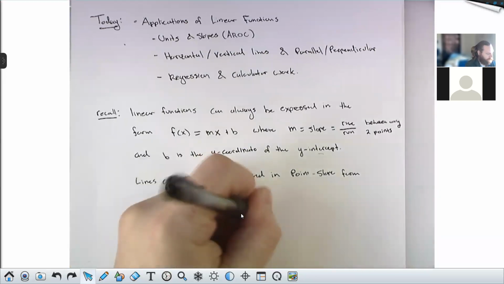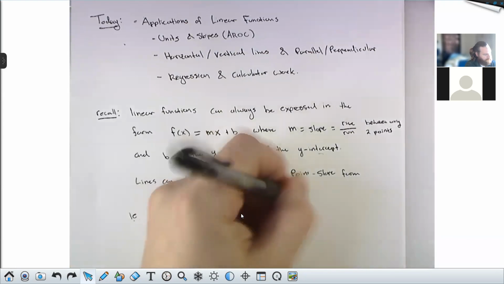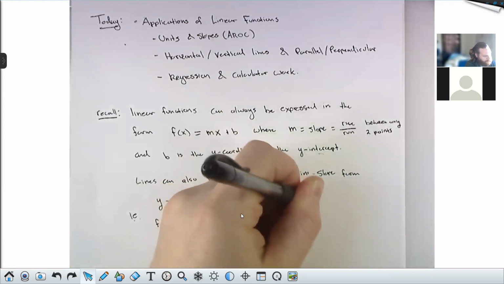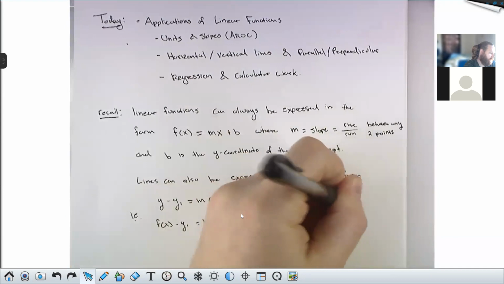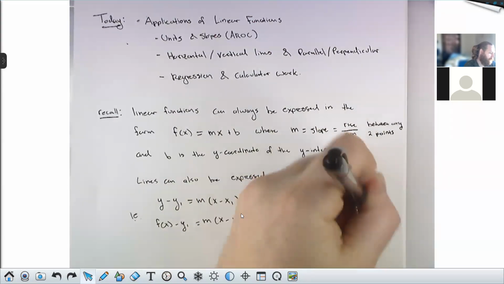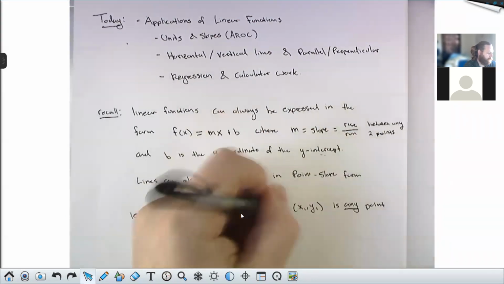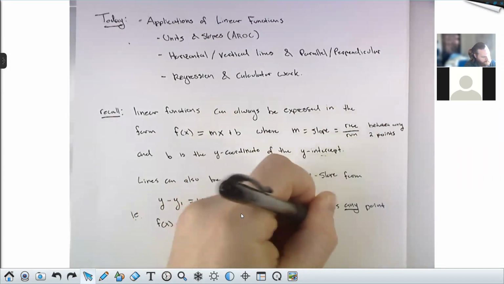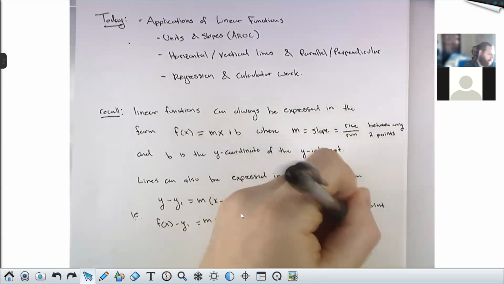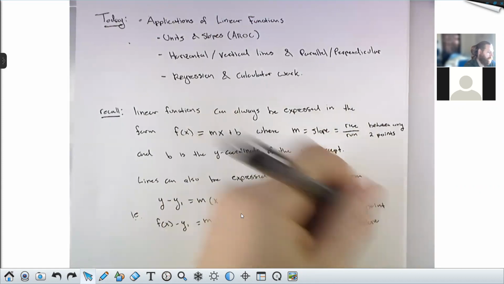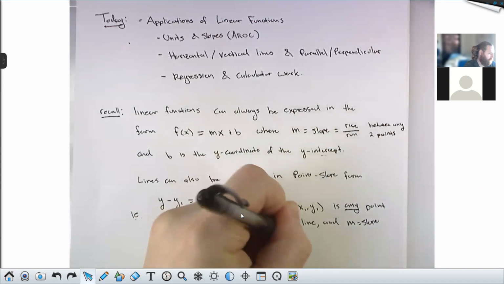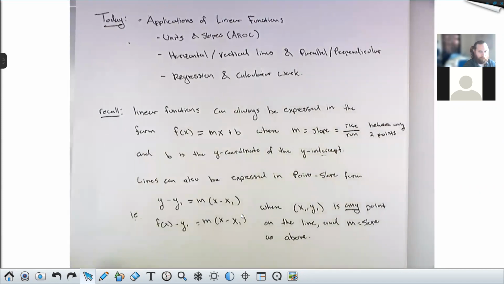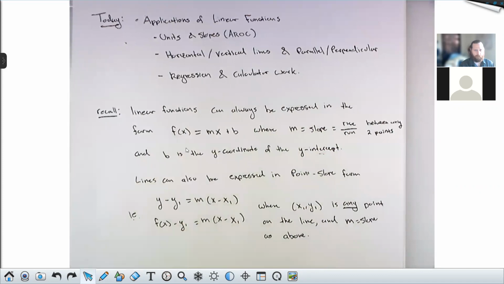And here, x1 comma y1 is any point on the line, and m is the slope as above. Right, so these are the two kind of normal equations or expressions that we use to describe a line.